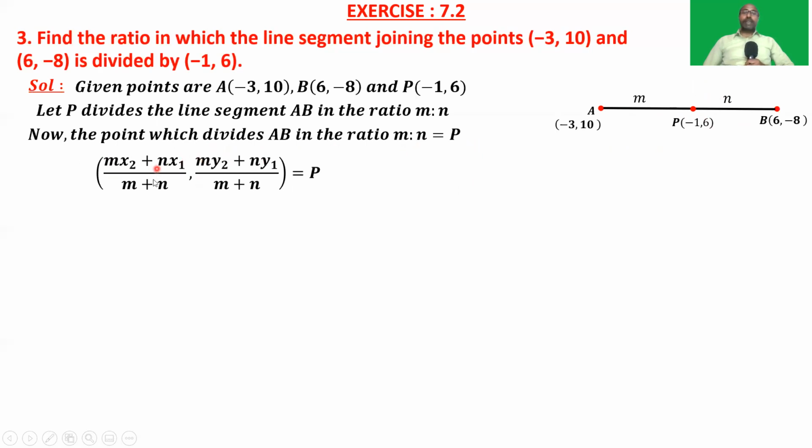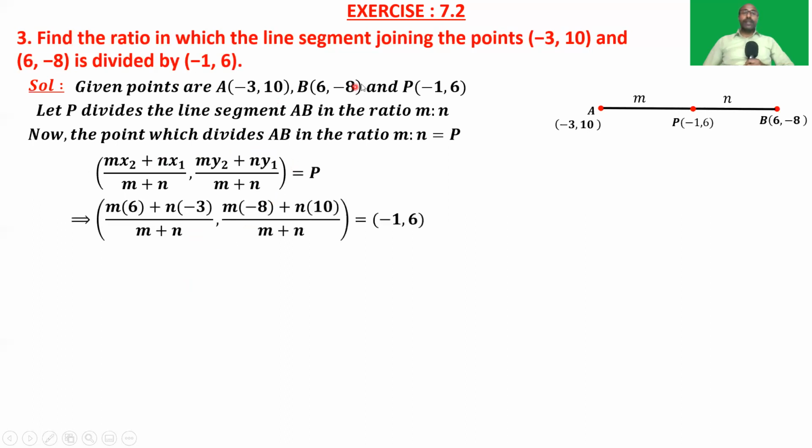Now substitute x1, y1, x2, y2, m, n in this section formula. So m into x2 is 6 plus n into x1 is minus 3. Similarly, m into y2 is minus 8 plus n into y1 is 10, by m plus n, is equal to P, which is minus 1 comma 6. So we can simplify this as 6m minus 3n by m plus n comma minus 8m plus 10n by m plus n is equal to minus 1 comma 6.